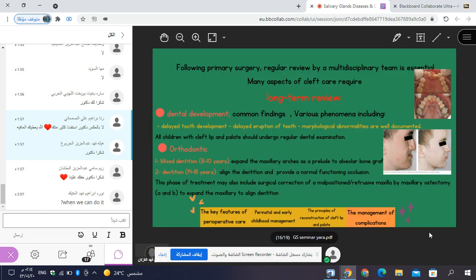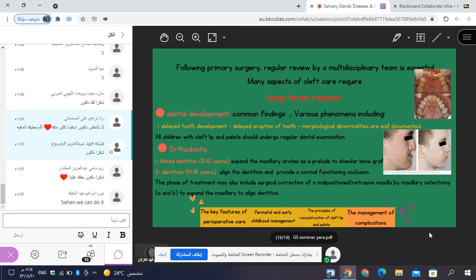Okay. The orthodontic management. Many patients with a cleft lip and palate require orthodontic treatment. The treatment is commonly carried out in 2 phases. First, the mixed dentition, and then the permanent dentition. The mixed dentition phase is from 8 to 10 years, and it is to expand the maxillary arches to prepare for the alveolar bone graft. And then the permanent dentition, once they are old enough, like at 14 or 18 years, we will align the dentition and then provide a normal functioning occlusion.